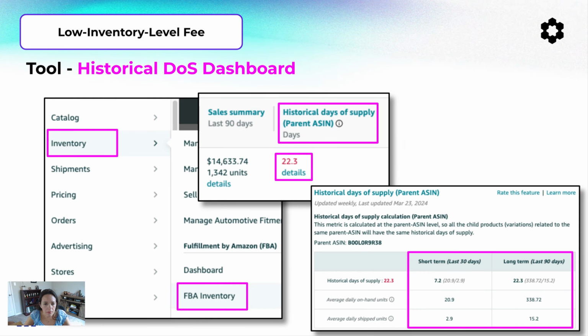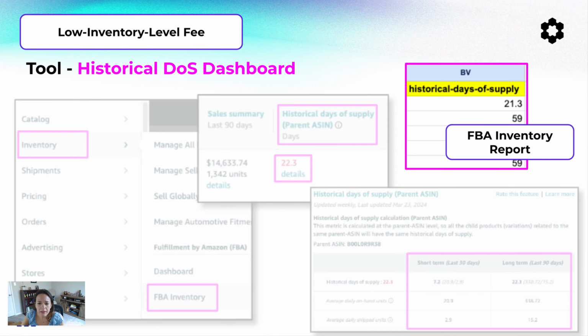So this is just to show you where you can find that historical dashboard. You go to inventory, then the FBA inventory dashboard, and it's called historical days of supply, and it gives you the number. Anything under 28 days is going to be incurring fees. Then it'll show you the breakdown of how Amazon actually came up with these answers. So it's just something that's handy.